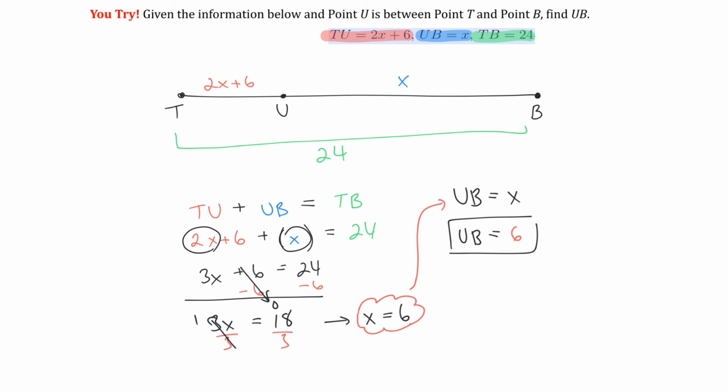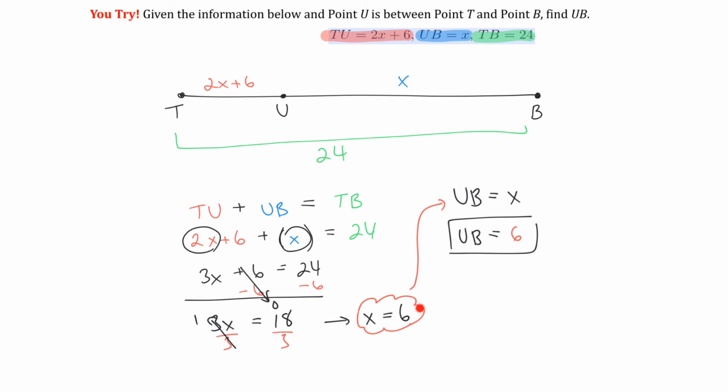All right, go ahead and check over your answers. Again, we use the exact same equation, TU plus UB is equal to TB. Making sure that you substitute in appropriately, TU is 2x plus 6, UB is just a simple x. Again, combining like terms because my x's are on the same side of the equal sign.